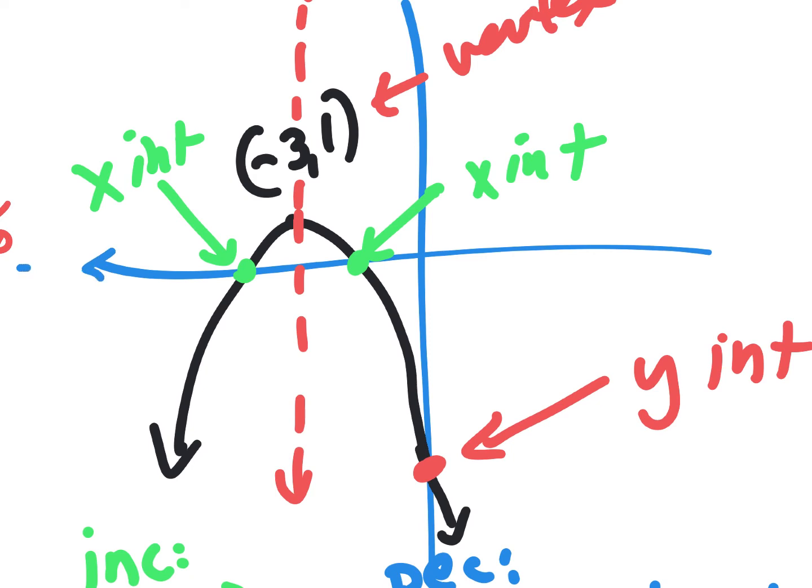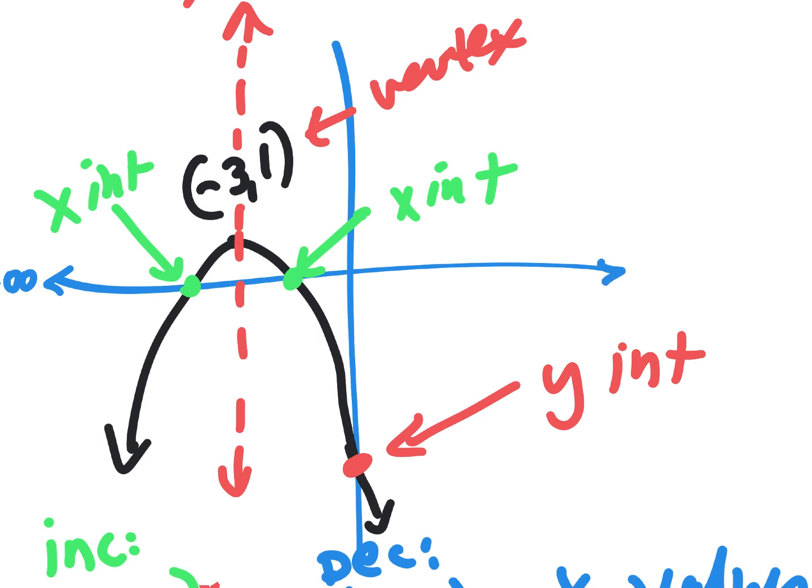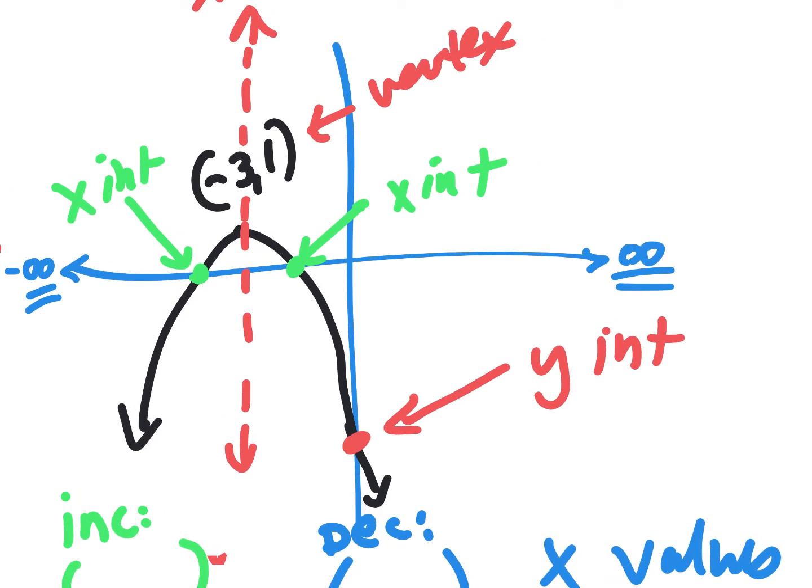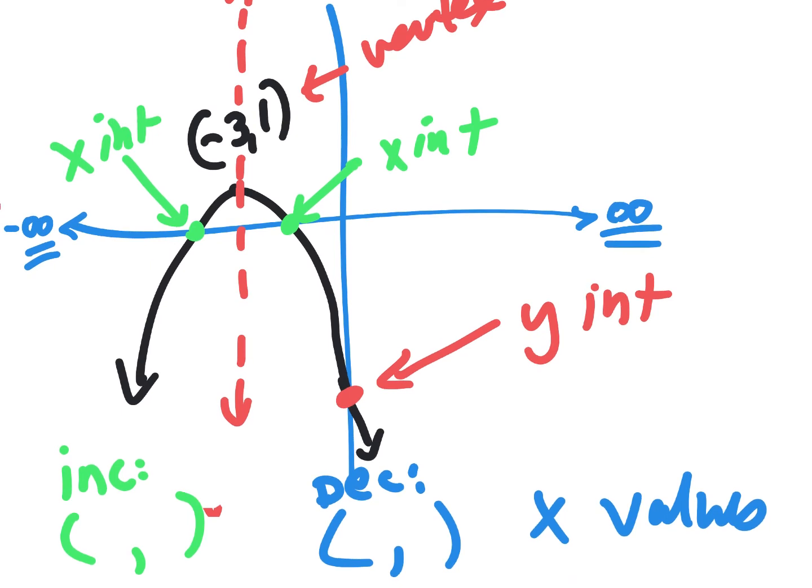Way to the left here, that's where negative infinity lives. Way to the right here, that's where positive infinity lives. And since the increasing and decreasing intervals are about x values, these are the two you should be thinking about. Negative infinity and positive infinity. So Corey, what do you think the answer is for the increasing interval? Negative infinity, keep going.